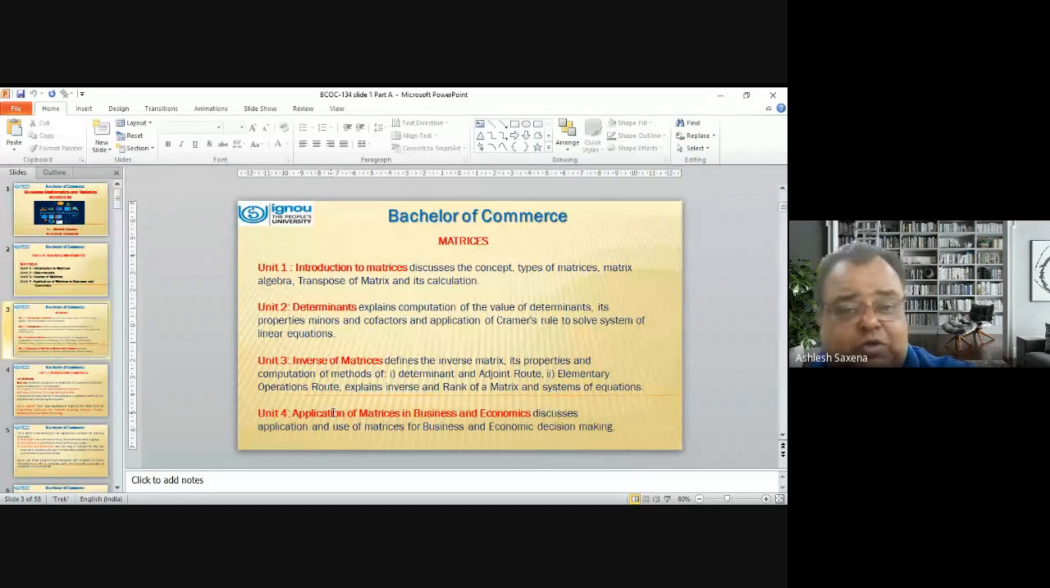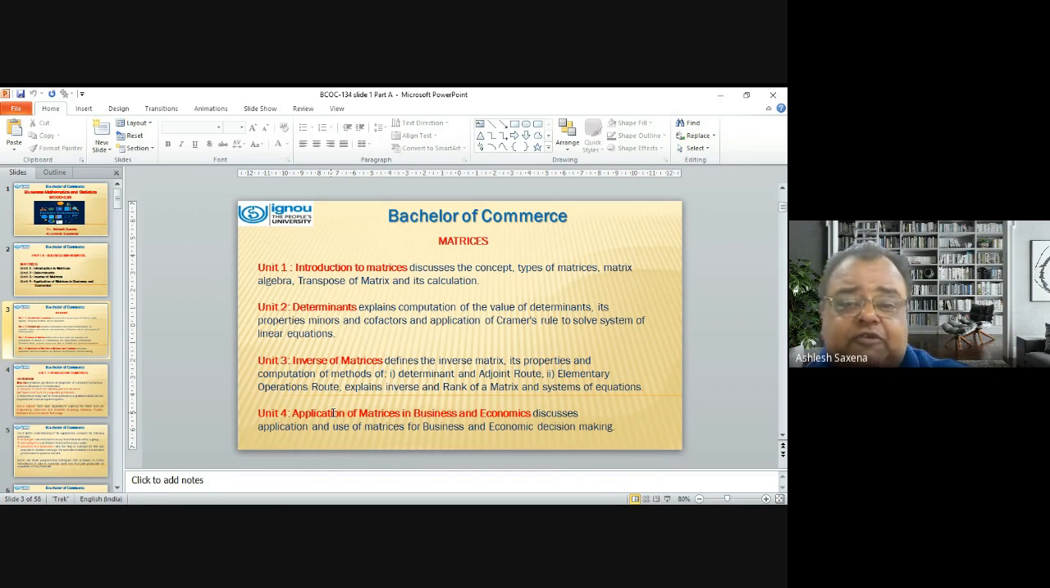Now, the first question arises, what will be taught to you in matrices? Unit 1 is introduction to matrices, which discusses the concept, types of matrices, matrix algebra, transpose of a matrix, and its calculation. Unit 2 is determinants. We will see how the value of the determinant is found, what its properties are, minors and cofactors, and their application in solving Cramer's rule, and the nature of the solutions.